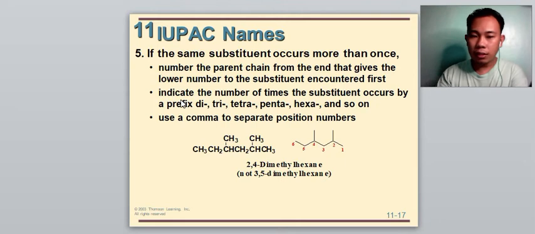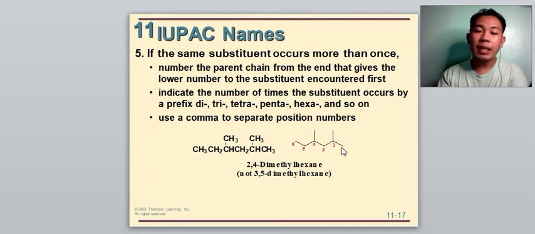We also indicate the number of times the substituent occurs by a prefix: di, tri, tetra, penta, hexa, and so on. So if it occurs twice, then we have di. If thrice, of course, tri. Also, we use a comma to separate position numbers. For example, in this compound, we have the condensed structural formula and the line angle formula.